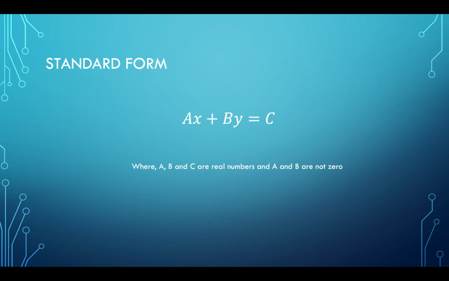Now the next thing we're going to talk about is standard form. Standard form is ax plus by is equal to c, where a, b, and c are real numbers, and a and b are both not 0. What that means is you don't want to just have by equals c or ax equals c.